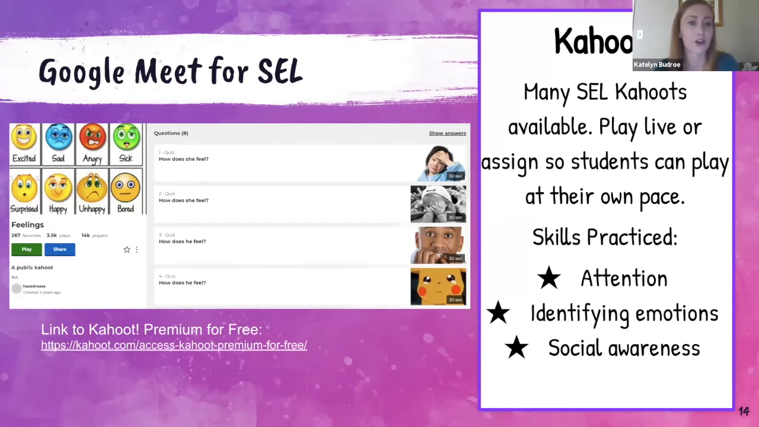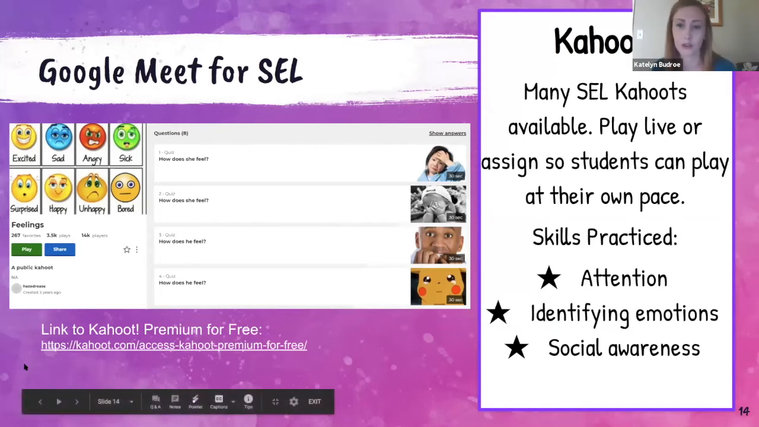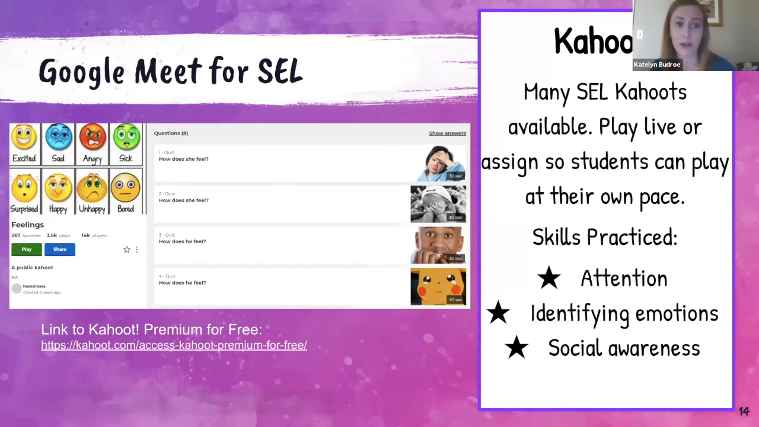So there are so many SEL Kahoots available that are already made that you can just assign out to your students. So this is one with feelings that I want to try with them, just a way for them to practice identifying feelings. And during this time, we actually have Kahoot Premium for free due to coronavirus. I haven't had much time to play with it, but you can actually play with, I think, up to 1,000 players, it said.